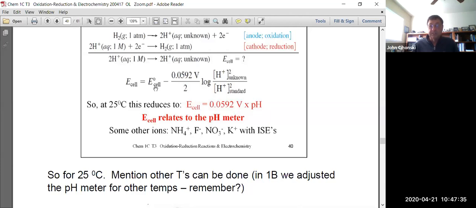We have the standard cell potential, which again will be 0. And then we have the variables here, which really aren't variables. And then we divide by 2, and that would be what? The 2 electrons that are involved in the redox reaction. And then whenever we look at the hydrogen ion concentrations, we will have the standard here squared, and we have the unknown squared.